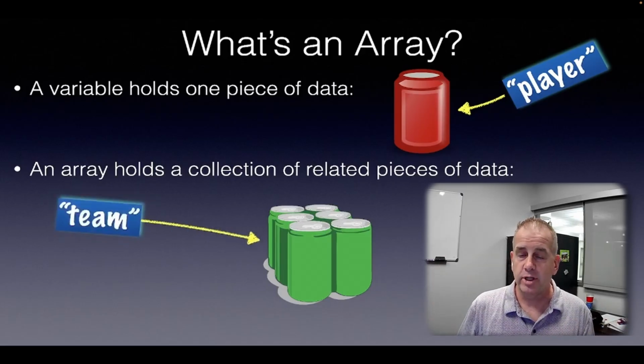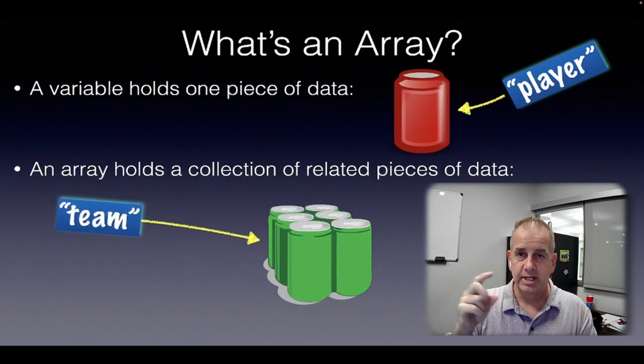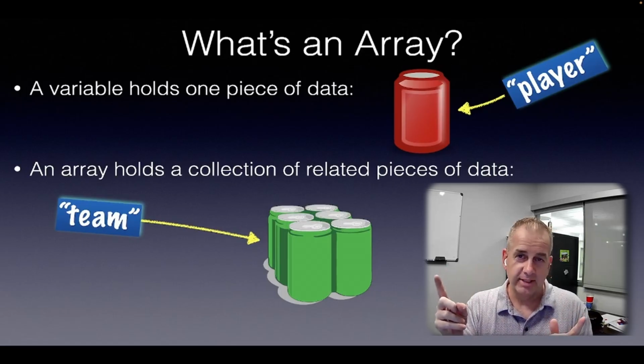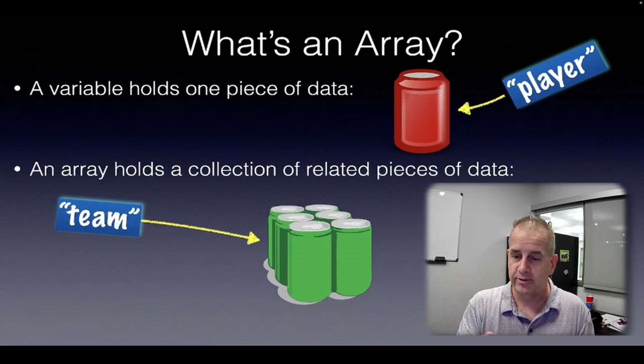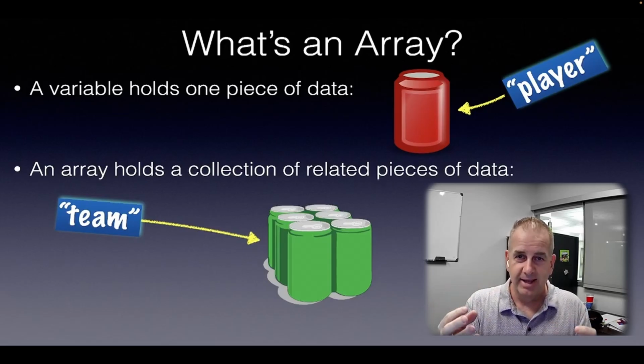And again, we're going to use an identifier to refer to that, but the identifier is going to refer to the whole collection, not just to one part of the collection. And so that's usually reflected in how we name these, right? So a single container might be called player because it holds the name of one player. Our array, our six pack, might be called team because that's got the names of everybody that's on the team.